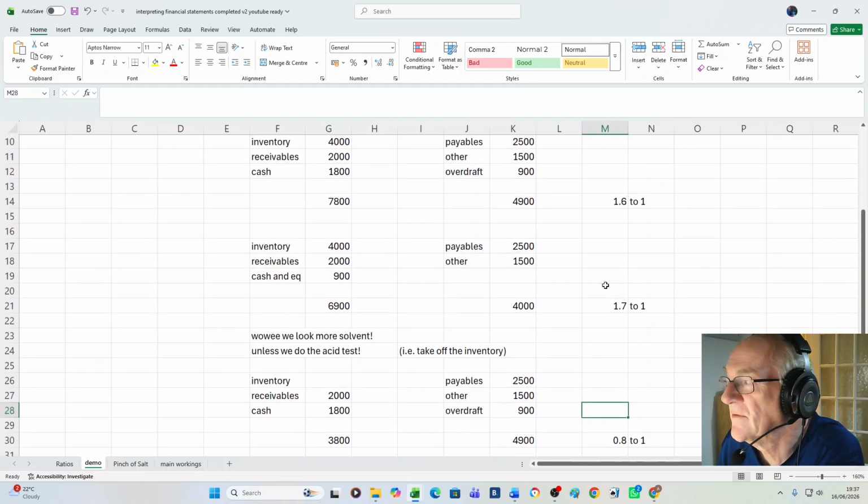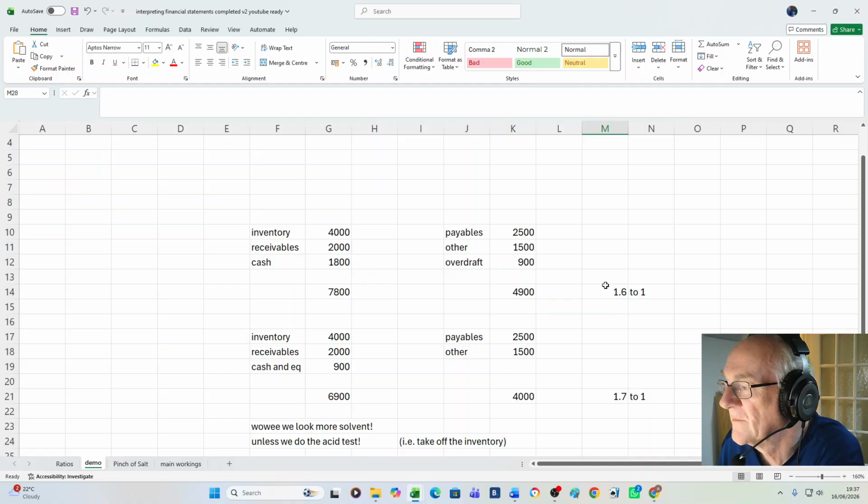I've done these numbers already. So, top one: two firms, how to make yourself look more solvent. Well, what is the difference? Same inventory, same receivables, same monies. Cash is a current asset, overdraft is a current liability.